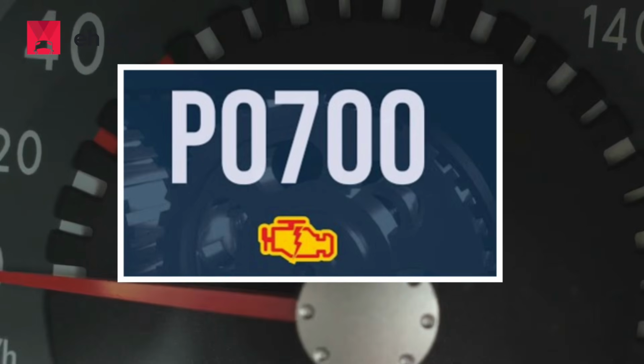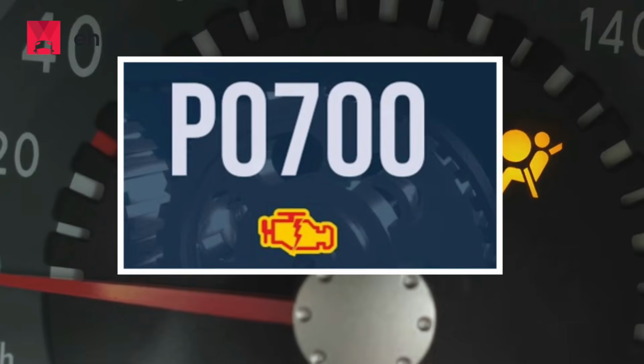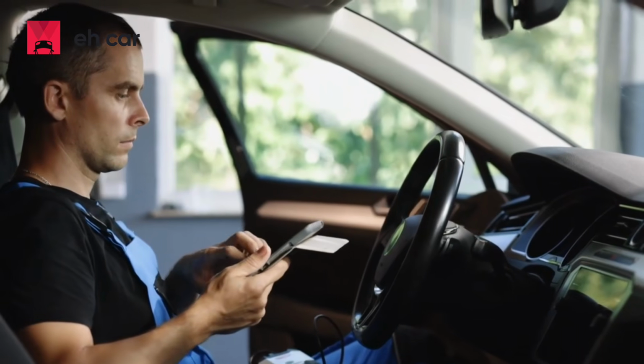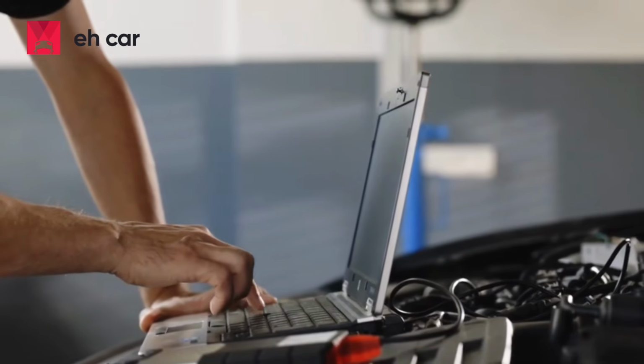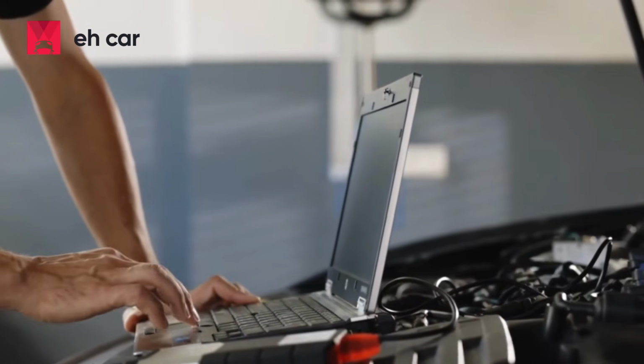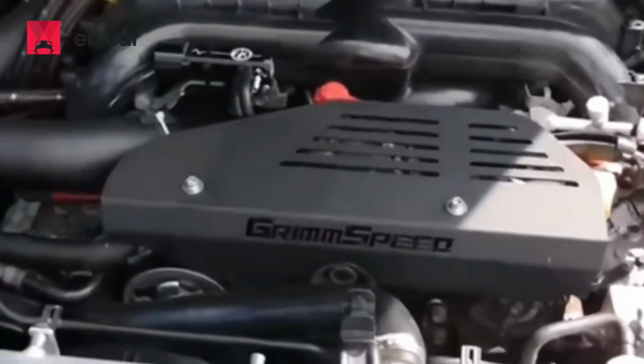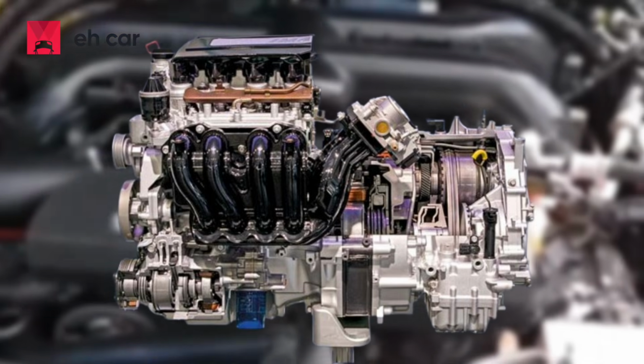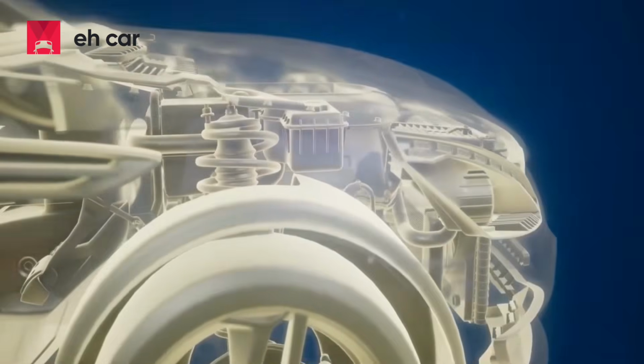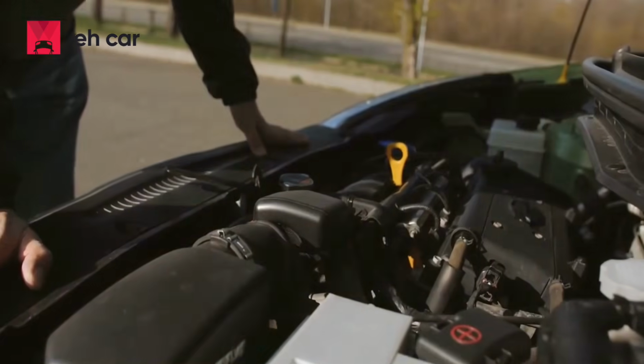Perform a scan for additional transmission codes. The first step in diagnosing a P0700 code is to scan the transmission system itself. A basic scan tool may only show P0700, which doesn't tell you much by itself. What you need is a scan tool that can read transmission-specific codes from the transmission control unit. These codes will give you a more precise idea of what's wrong.